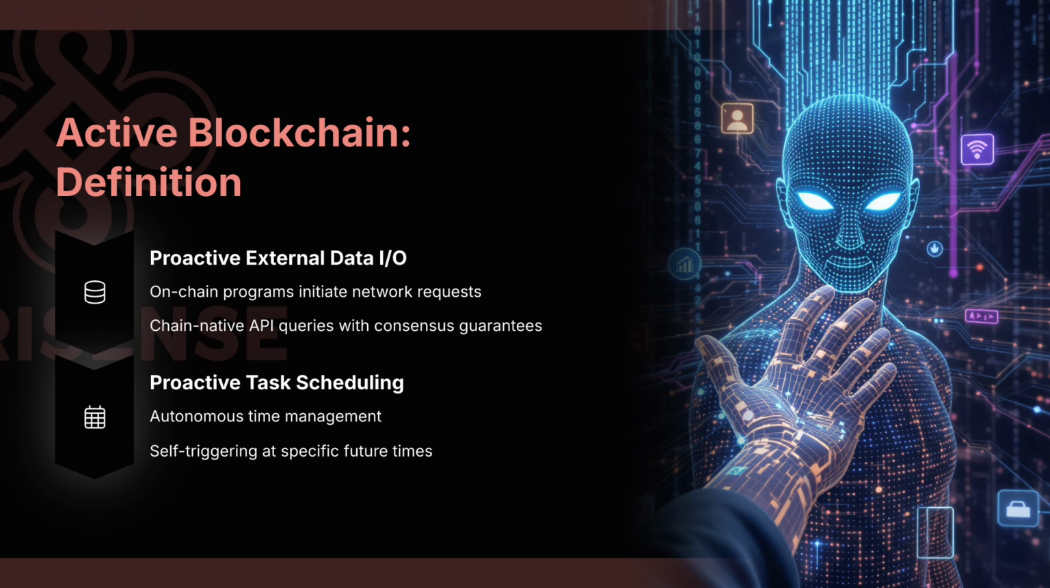Second, there's proactive task scheduling. This allows the on-chain program to autonomously handle the timing aspect of its operations. It can set an internal timer to automatically execute predefined logic at a certain blockchain height or time. For example, a decentralized social application could automatically settle users' earnings daily without needing any external service to intervene.